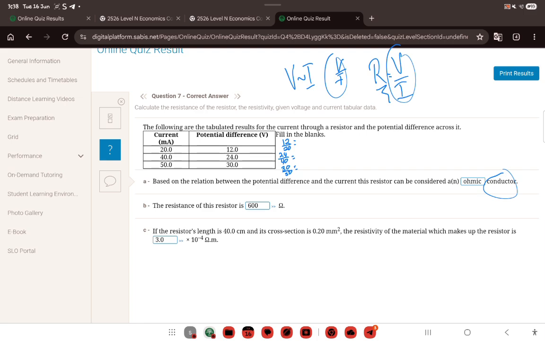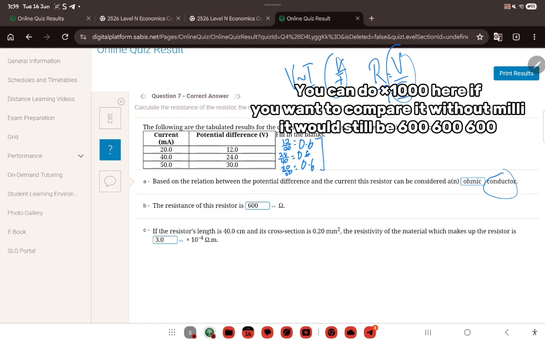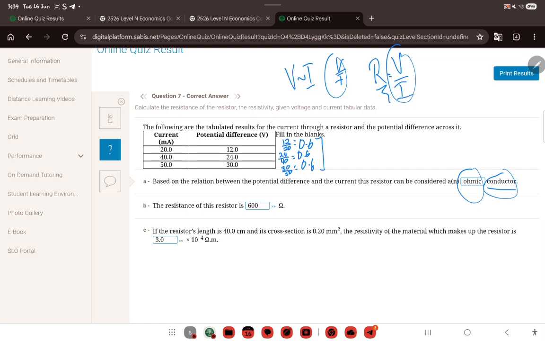12 over 20, 0.6. 24 over 40, you should get also 0.6. 30 over 50, you should get 0.6. Since they're all 0.6, it means that this is an ohmic conductor. Now they want the resistance of this resistor. We got 0.6 kilo ohms, since we used milliamperes and not amperes. So we just multiply by 1000, so we get 600 ohms.